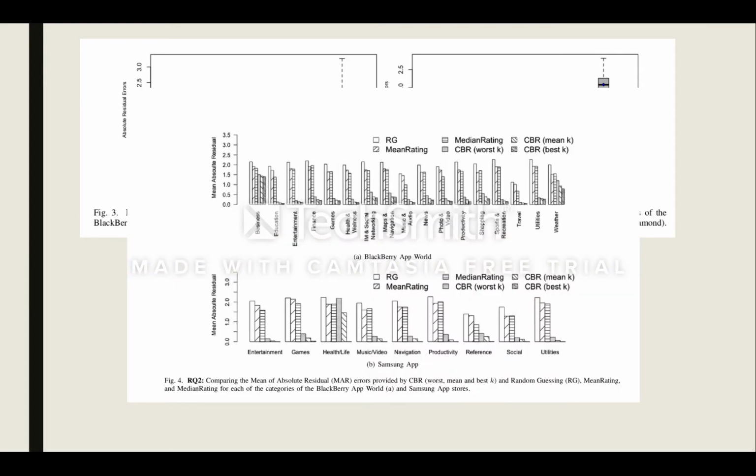The result of their second question is shown in Figure 4. In this chart, we can see the mean of absolute residue errors obtained by CBR and other data for each of the categories of two stores. We can see that CBR achieved the lowest MAR error for all the BlackBerry and Samsung categories, indicating that it provided more accurate estimations with respect to random guessing for both stores. This answered question 2, that apps rating is predictable across categories of both app stores in 98% of the cases.